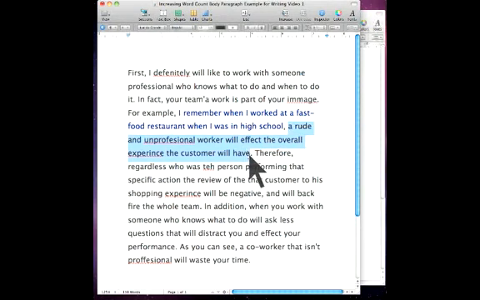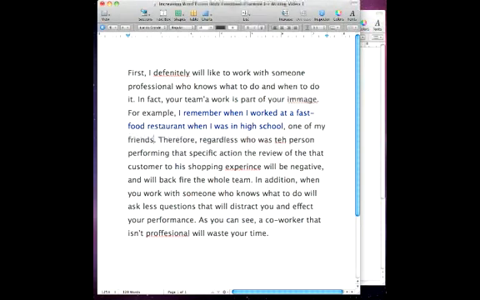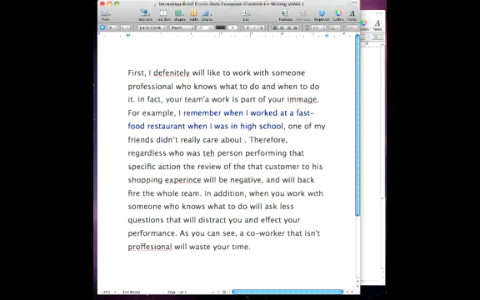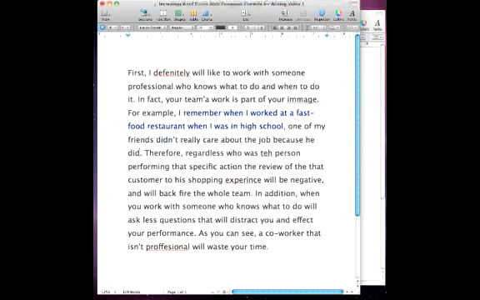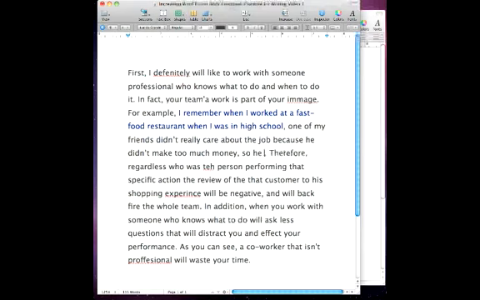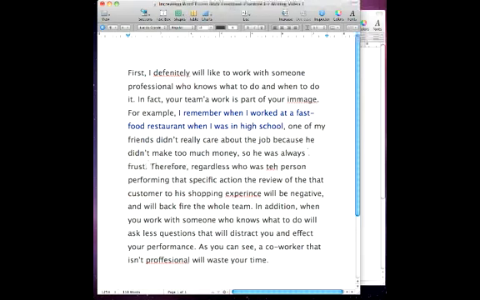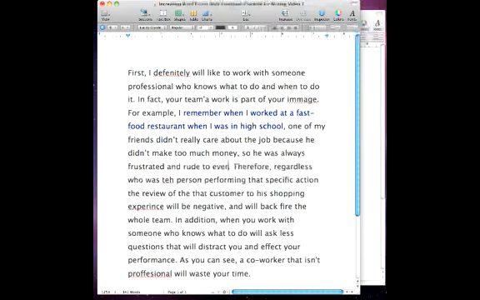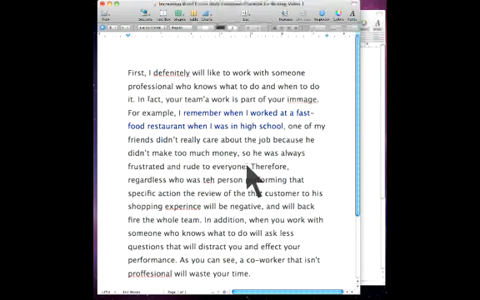So we go ahead and walk into this, and I'll say, a rude and unprofessional worker. So I'll say, one of my friends, right? One of my friends didn't really care about the job because he didn't make too much money. Okay, so now I'm telling the story, giving the explanation. See how I walk in? I don't just say one of my friends was rude. I give some background information. One of my friends didn't really care about the job because he didn't make too much money. So he was always frustrated and rude to everyone, right? One of my great friends here.